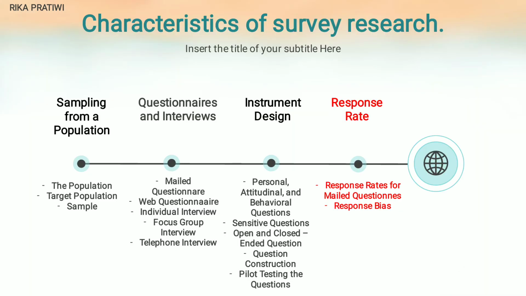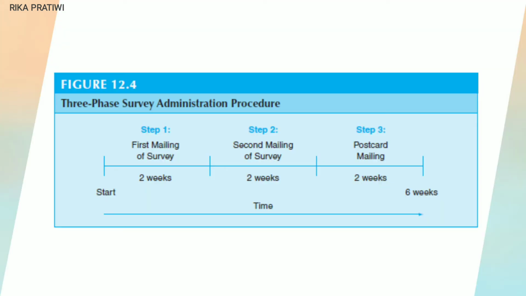And the last characteristic of survey research is response rate. And this is the pay survey administration procedure. The first mailing of surveys needs 2 weeks, the second mailing of surveys also needs 2 weeks, and the last one of the survey administration procedure is the post mailing, also 2 weeks. So we need 6 weeks to make a survey from the first mailing of the survey.